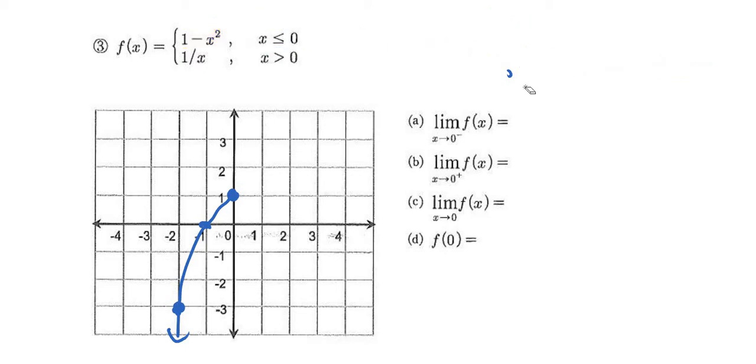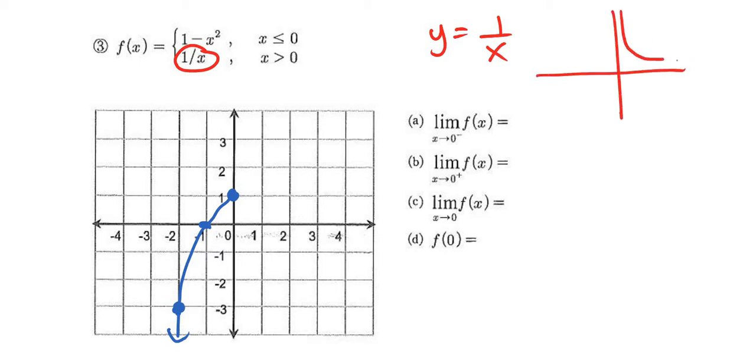The parabola's done. All right, now I have this function over here. Let me write that as y equals 1 over x, a rational function. So if you remember the parent graph from pre-calc 11, it kind of looks like that.